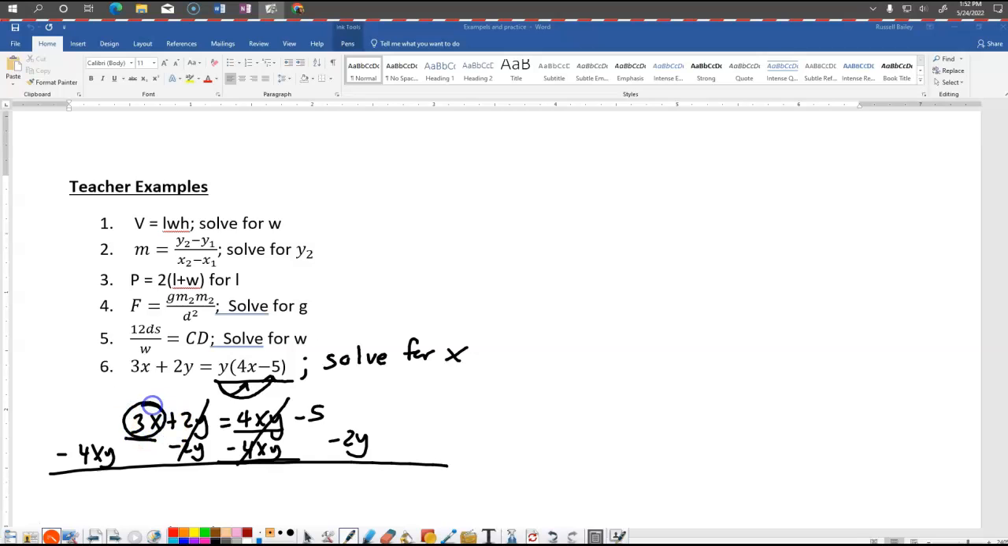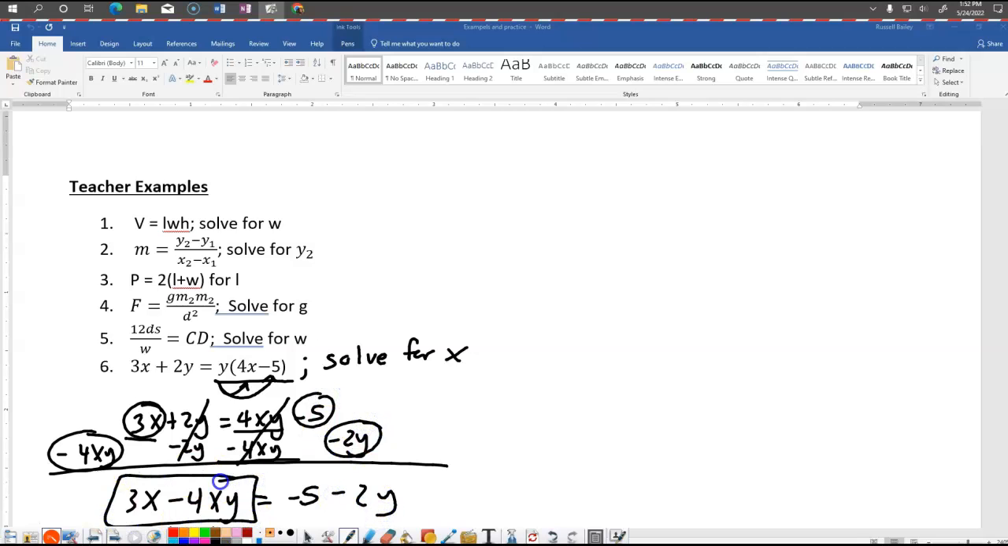So I've got a 3x, right? And now I've got a minus 4xy equals negative 5, and then minus 2y. So I've got everything that has an x on one side and everything that doesn't have an x on the other side of the equal sign. The next step is to factor the x out. The one that I want to get by itself, I'm going to factor it out.